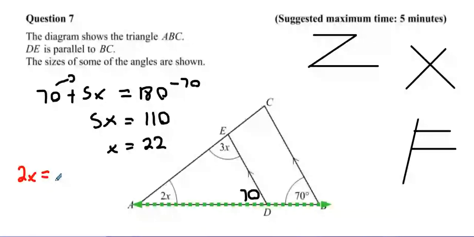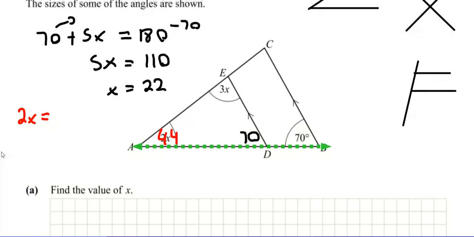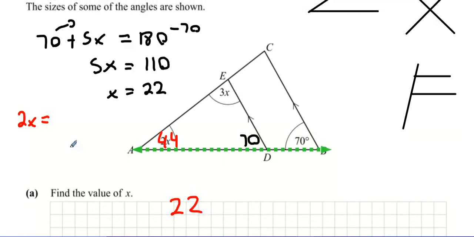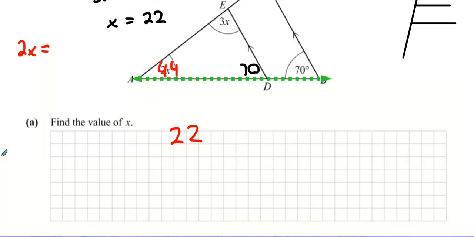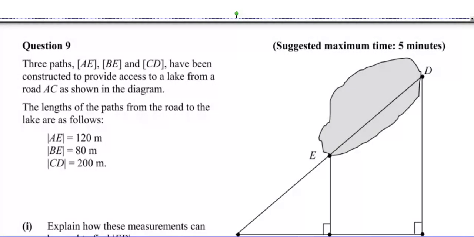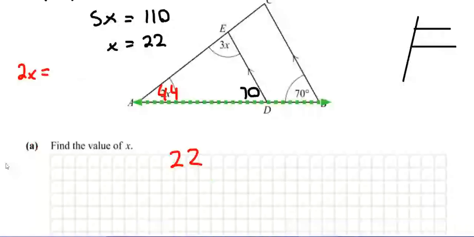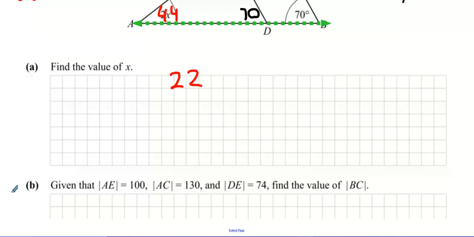All right. 2 times 22, 44, and 2. It just asks us to find x, does it? Find the value of x. I don't even need to find that. 22. Happy days. Okay, let's move on to the next one. Is there a part B to that? Oh, there it is. Oh, lovely.